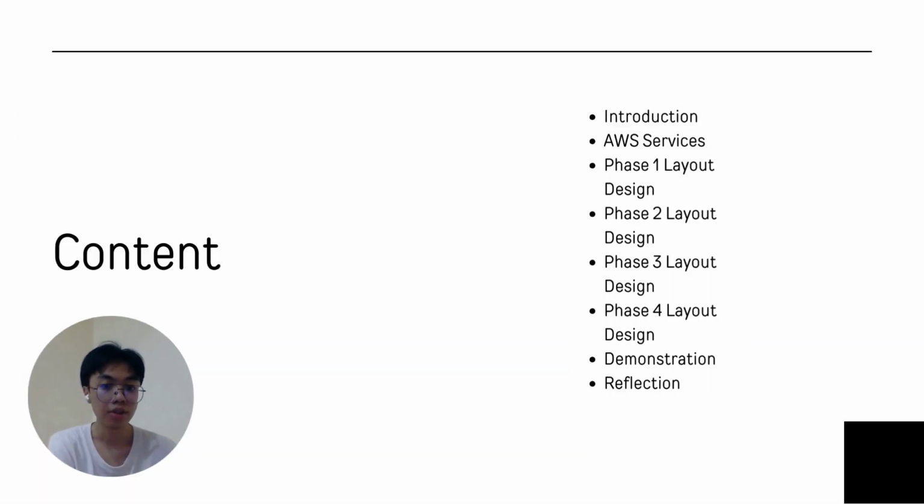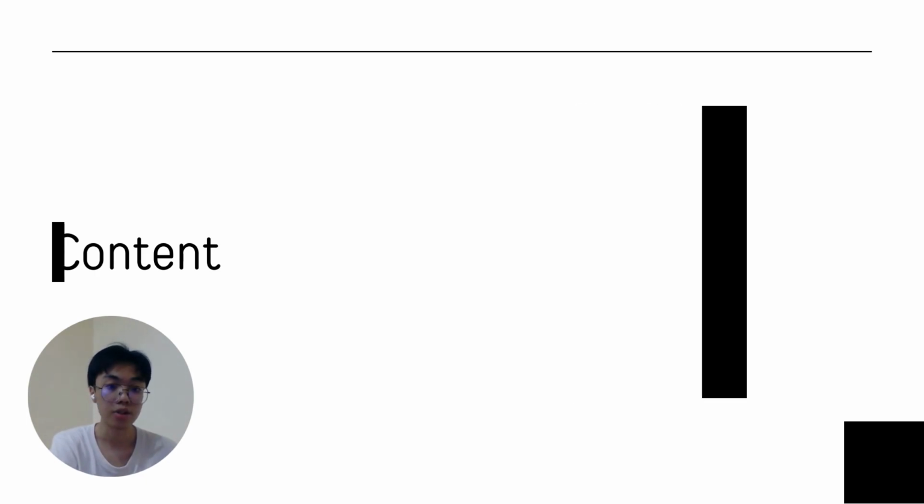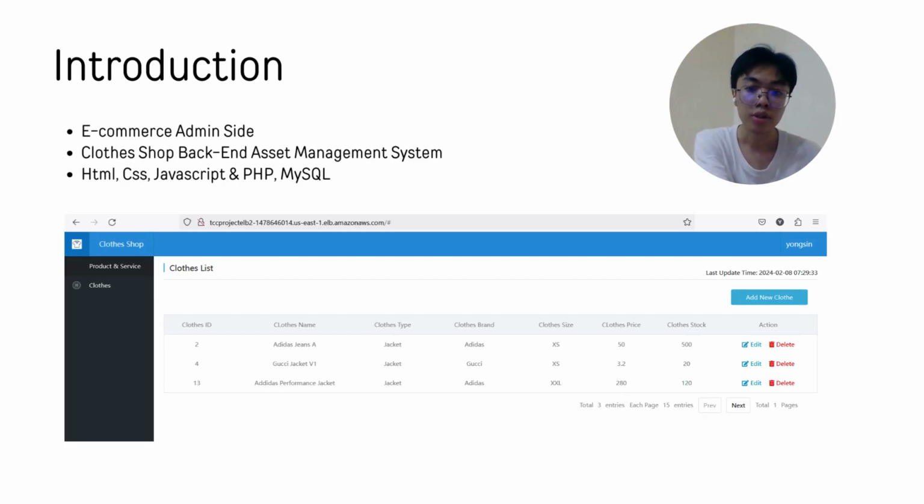All right, so this is the content list of our presentation. We're using HTML, CSS, and JavaScript for the front end, and for the back end, we're using PHP and MySQL. This website is actually an e-commerce site to manage the asset, which is the crops.